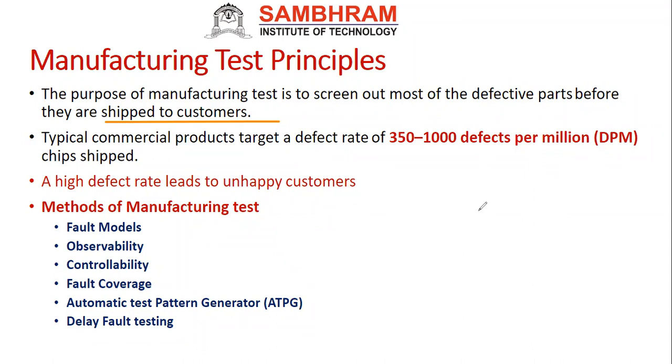So for example, they are manufacturing around 100 products. What would happen if, out of 100 products, without testing, they send them to the customer, and 50 of the products are defective? The customers will be unhappy because 50% of the product is defective. So instead of that, once the manufacturing is done, they will do the test itself.